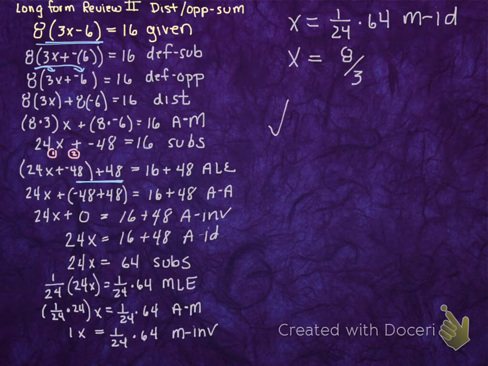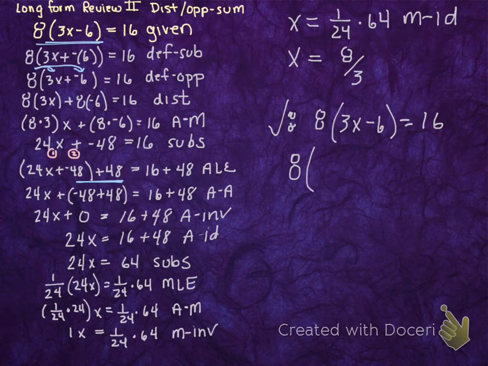And then, of course, we do our check. So to do our check, we go back to our original given. And your check we don't need you to do in long form, so you can go ahead and we're going to just plug in for x our 8/3.